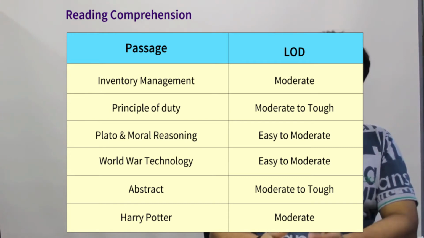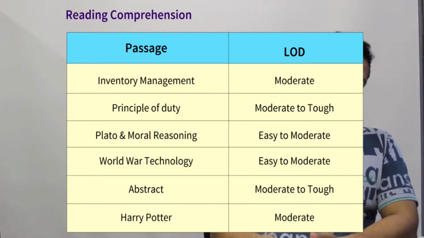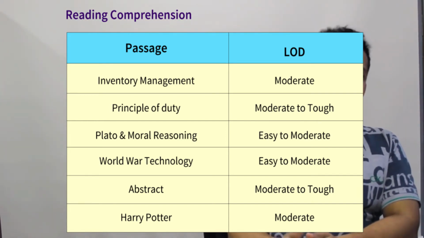So if I look at the topics here, I had a lot of sociology, philosophy related topics such as principles of duty, Plato and moral reasoning. Then there was one on the abstract. So these were the topics that would have really haunted you, but 2 of them were tough. So the one on principles of duty and the one on the abstract topic could have been left.